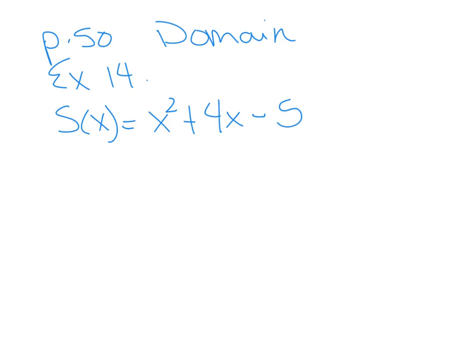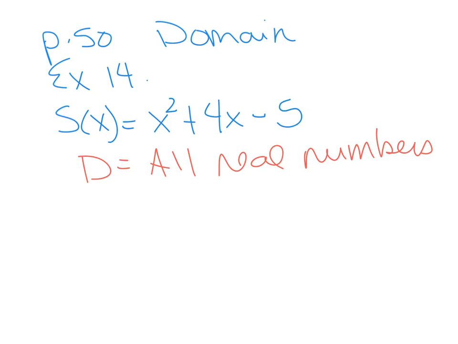If you've never seen one before, there are no fractions, there are no negative exponents. The domain of any polynomial function is all real numbers. Okay, in interval notation, that's negative infinity to positive infinity. On example 14 on page 50, you can actually see that the graph of this polynomial function looks something like this.